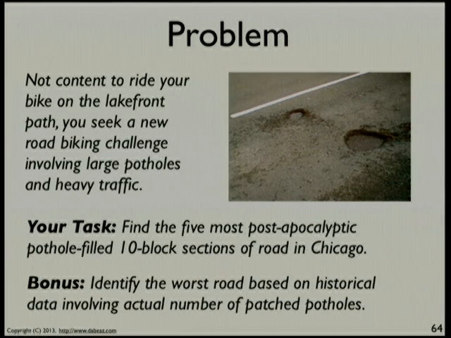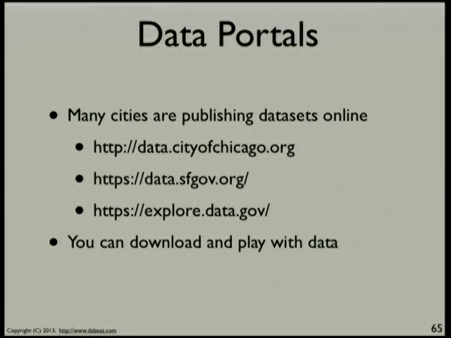So we're going to try to find the most extreme road biking path in Chicago based on the most potholes reported in the road. Right now it's winter, so there are a lot of potholes in the street. We're going to try to find the most post-apocalyptic, pothole-filled 10-block section of road in Chicago on which to ride your bike. And you're saying, how in the world am I going to do that? You're going to use the City of Chicago data portal.